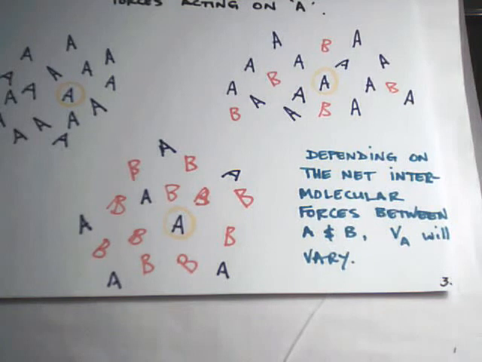Okay, so the take-home message here is that the partial molar volume of either A or B actually depends on the concentration of the solution. And to dig deeper into the molecular rationale, it's because the volume that the component needs to exist in that environment really depends on the net intermolecular forces among these particles at that concentration. And so the partial molar volume will vary. So let's have a look at how it varies.